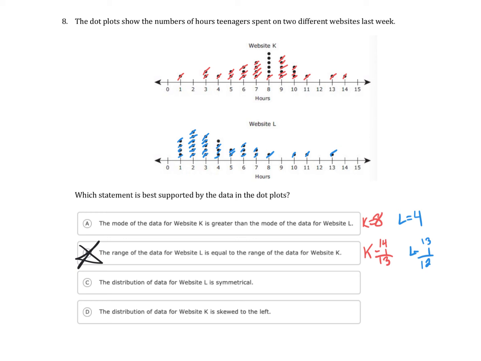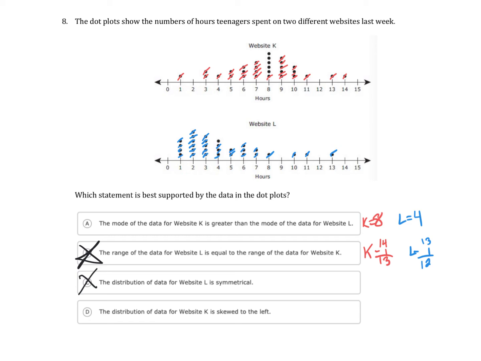C says the distribution of data for website L is symmetrical. Symmetrical means the same on both sides. So if we look at website L, we can see that everything is shifted towards the left, so it's heavier on the left. Since that is the case, it is not symmetrical because it is not even on both sides of the graph.